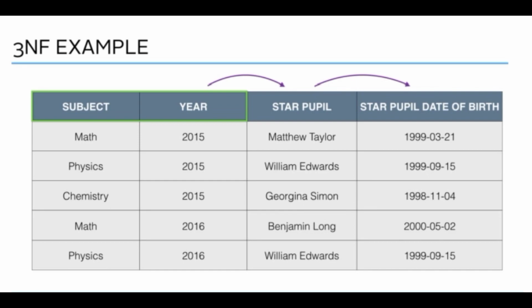So now we need to check whether this table is in third normal form. So to be in third normal form it needs to be in second normal form, plus any non-primary key column must be dependent on only the whole of the primary key. So first let's check star pupil, and we can see yes, this only depends on the primary key subject plus year. So it doesn't matter about any other column in this table. The star pupil just depends on which subject and which year it was.